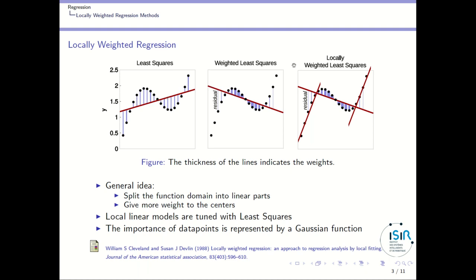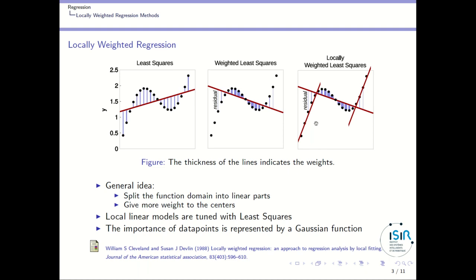Now with locally weighted least squares, what we do is split the function domain into some linear parts, one here, and one here. And with weighted least squares, we obtain one model for each subpart. So one model here, one model here, one model here. And you can see, of course, that this approximation is much more accurate than this one. That's the idea of locally weighted regression.